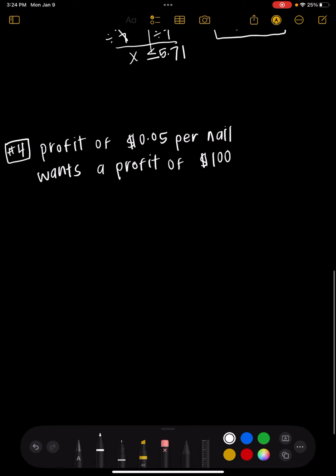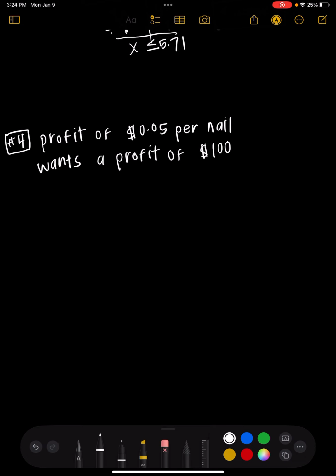Okay, last example. The hardware store makes a profit of 5 cents for every nail they sell. How many nails does the hardware store have to sell to make a profit of at least $100? So we have this per word again, per nail, so we know it's going to be 0.05x somewhere. And again, when I want to make a profit of something, that means that this has to be bigger than or equal to this $100. I have to make at least $100 in order for this store to be happy. So this is our equation.